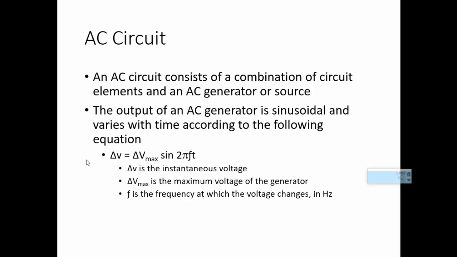So we can also have a sine and then 2 pi f, which is just like omega t. Of course, we know that this is the instantaneous voltage and this is the maximum voltage of the generator, and we know that f is the frequency at which the voltage changes.